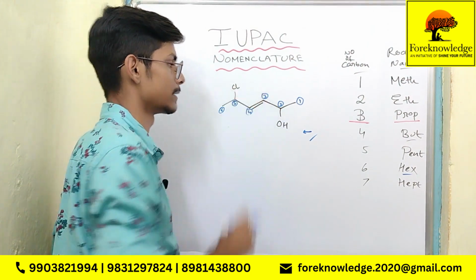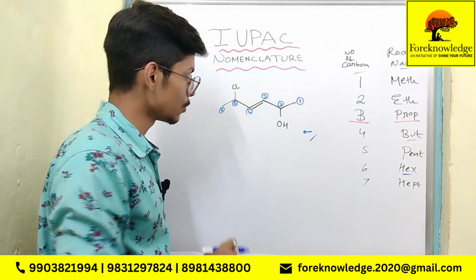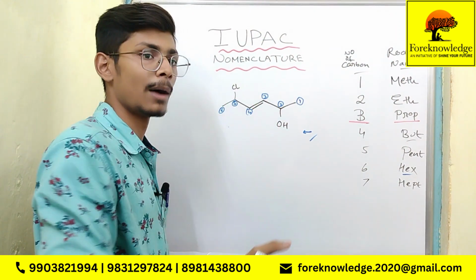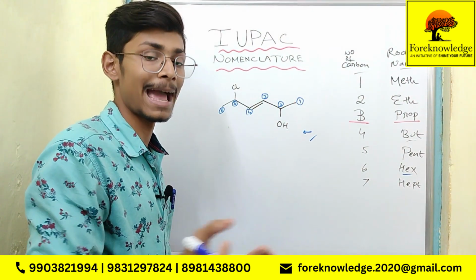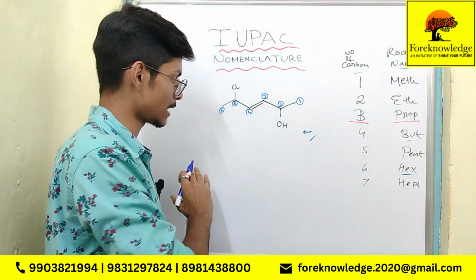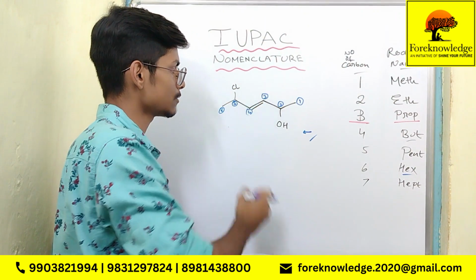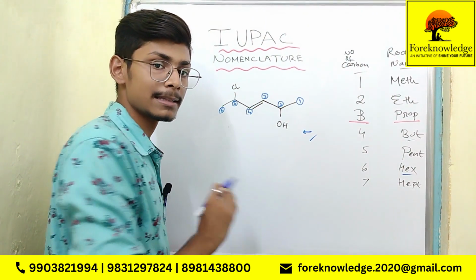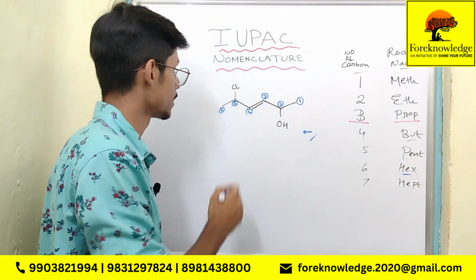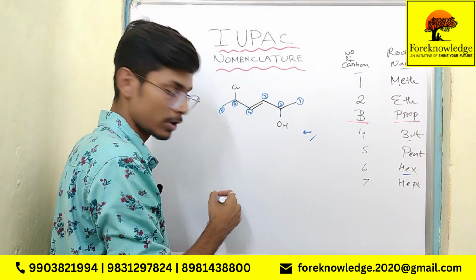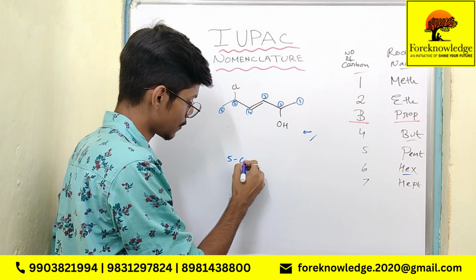As one chlorine is present, we will start writing with this part, chlorine. If an alkyl group like a methyl group or ethyl group were present, then we would write that alkyl name first. As a halogen is present, we'll start by writing that halogen name first. Okay. So at fifth position, chlorine is present. So 5-chloro.